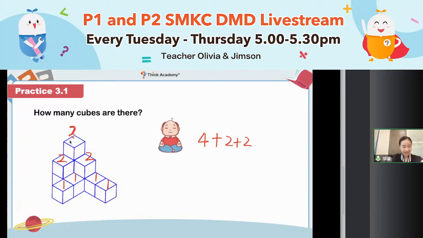Yes, he has 3 cubes. And how many do we get in total? 4 plus 2 equals 6. So 6 plus 2, 8. 8 and 3, that is 11.